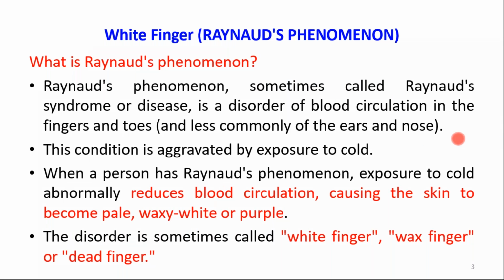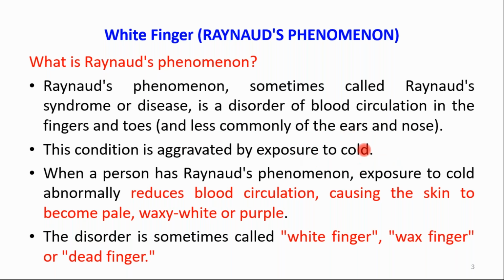From this photograph we have just observed the disease. It is a disorder of blood circulation, so this is mainly related to the blood circulation. It is a disorder of blood circulation in the fingers and toes, and less commonly of the ears and nose. So mainly if the blood circulation is improper in the fingers and toes, then it is called Raynaud's phenomenon. In rare cases, it occurs with the ears and nose also. This condition is aggravated by exposure to cold.